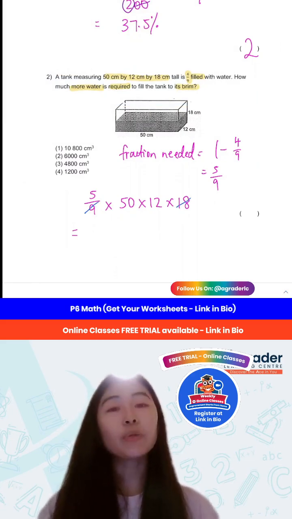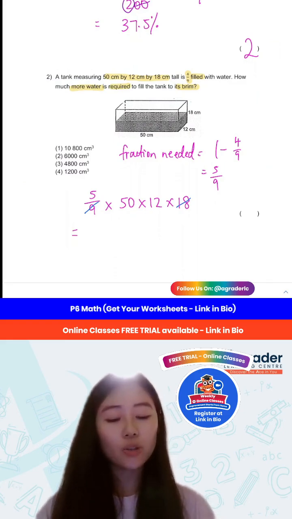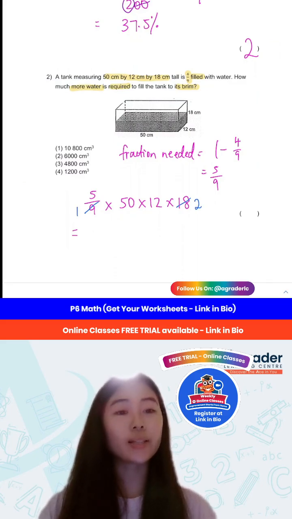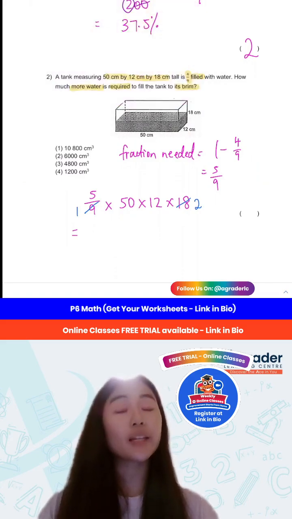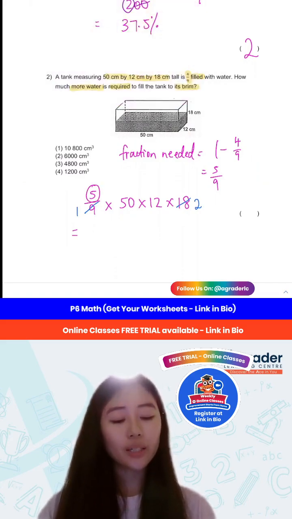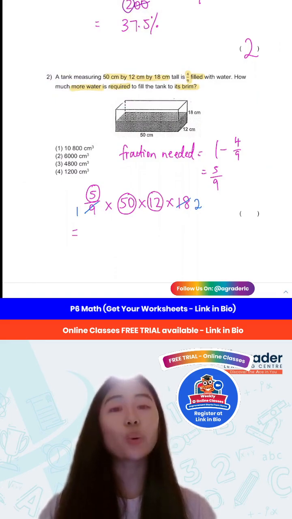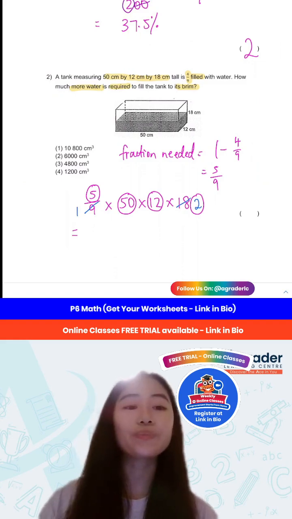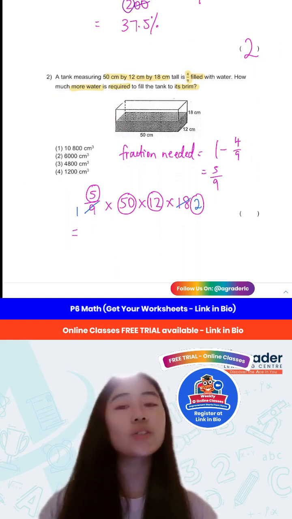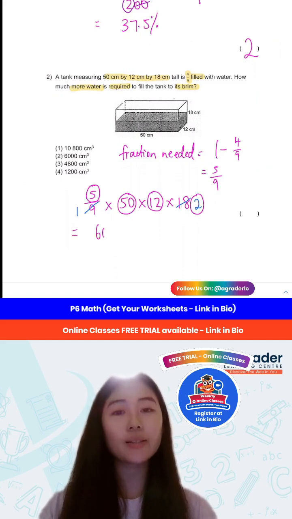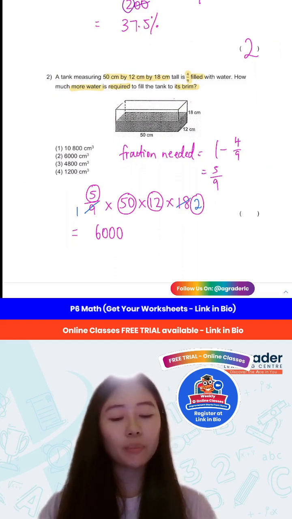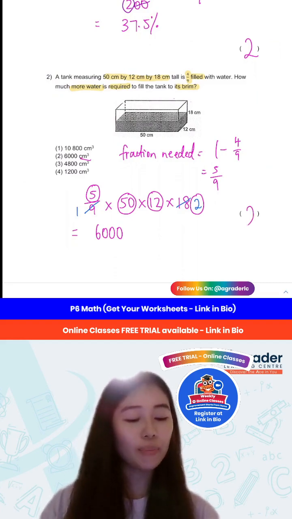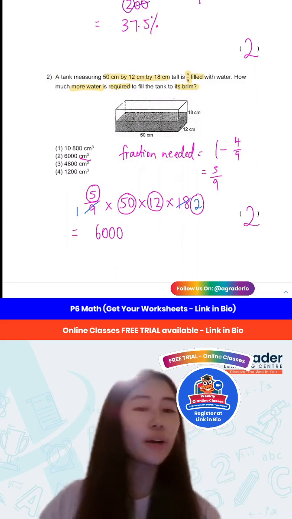Okay, so I'm going to cross cancel 9 and 18. Both of these numbers can divide by 9. So I'm left with 1 and 2, like this. After that, you just need to multiply them together. So you use 5 times 50 times 12 and then times 2. Just do your calculations carefully and then you should be able to get 6,000. This 6,000 is in terms of cm cube. So option 2 is correct. I think all of you are correct. So good job.